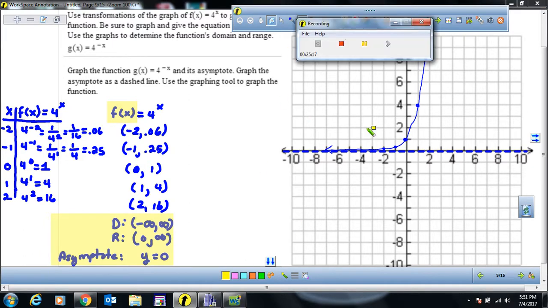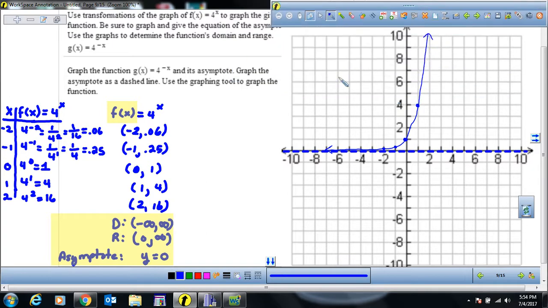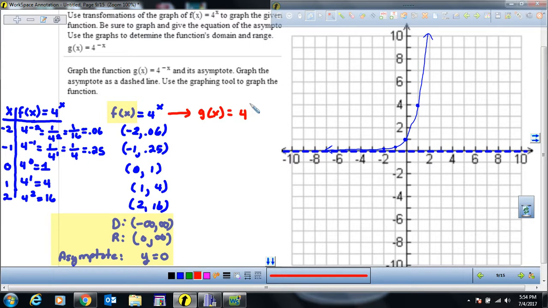Now we're going to go to the function g of x. Now for the function g of x, like I was saying, we got only one little change that must be applied. So g of x is equal to 4 raised to the negative x. The only change is the negative on the x right here. Now, when we talked about this transformation as well, what is that negative going to cause on the function? It is going to reflect the function over the y-axis. So that's what that negative is going to do.